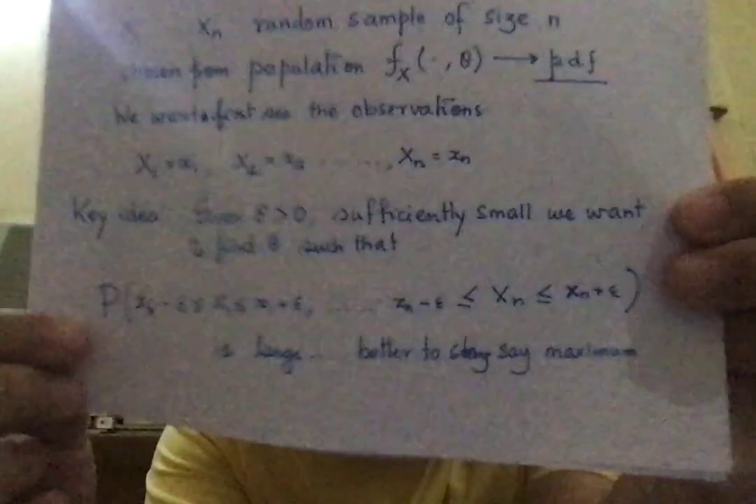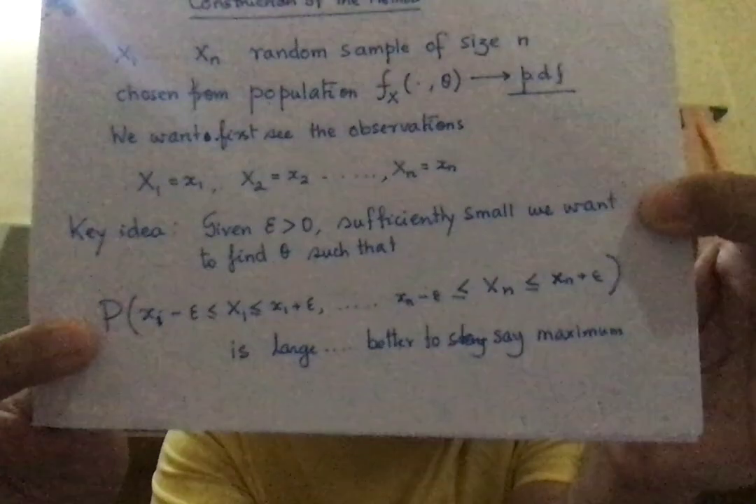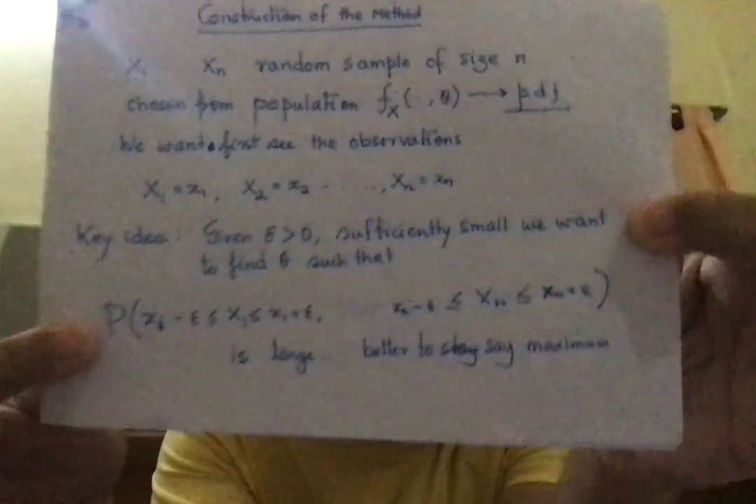So I want that capital X1, the observation, should lie between x1 minus epsilon to x1 plus epsilon. That is, in an epsilon neighborhood of small x1, and x2 in an epsilon neighborhood of small x2, and so forth. So what should be that probability? Now, when will that probability be maximum? That's exactly what the story is about.